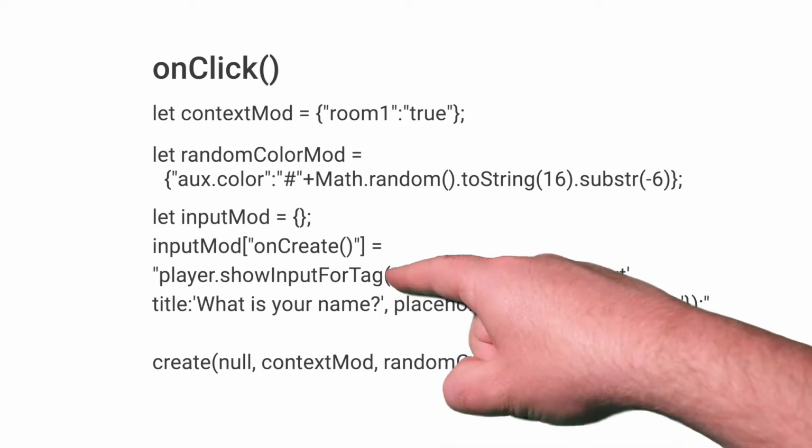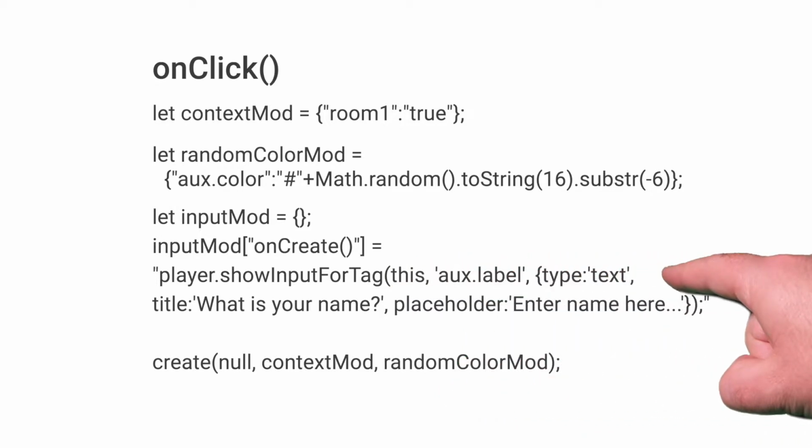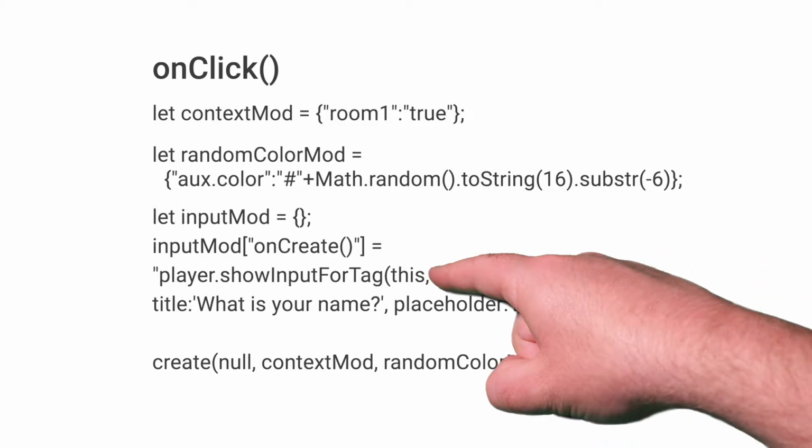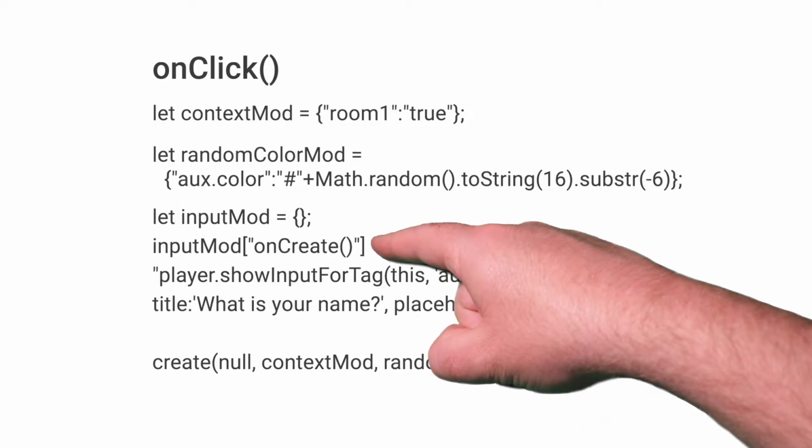And it's going to save the data that they enter to the aux.label tag so it'll show up on the bot. The important part here is the player.showInputForTag function. This is the function you use to get user input in AUXPlayer. It accepts a few parameters. The first is the bot. What bot do we want this to be on? In this case, we want it to be on this bot. That is the bot we're creating in this onClick event.